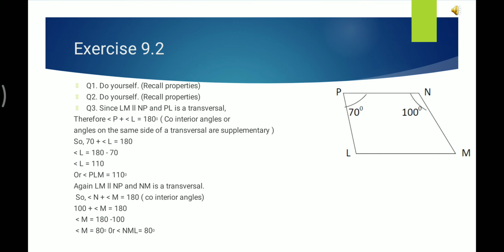Now angle N's value is given in the question as 100 degrees. So we will replace angle N's value by 100. That implies 100 plus angle M is equal to 180 degrees. Now we will transpose 100 degrees from the left side to the right side. It will become negative. That implies after subtracting 100 from 180 degrees, we will get angle M's value equal to 80 degrees, or we can give it the name angle NML is equal to 80 degrees.